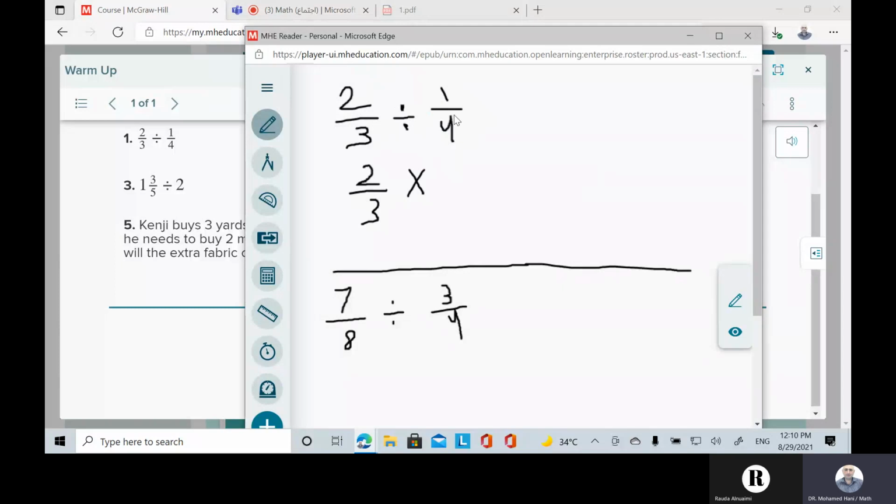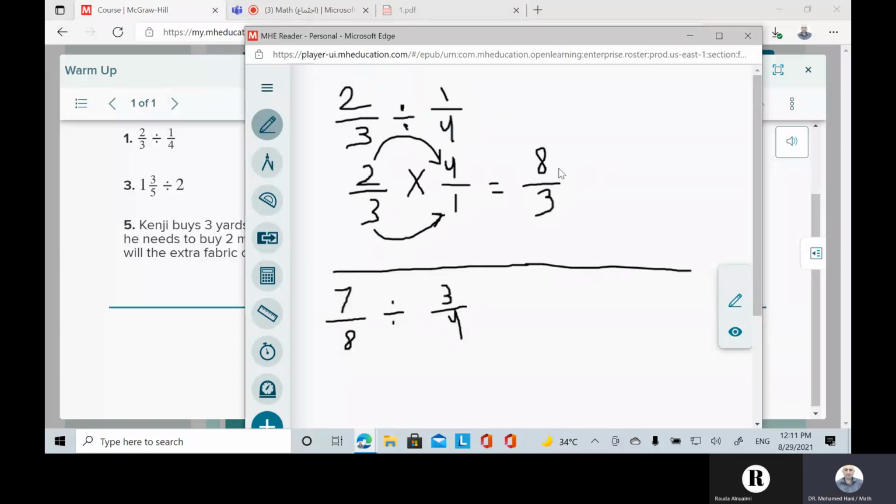Then this is the second fraction: flip it, or find the reciprocal. Flip 1 over 4 will be 4 over 1. Flip means put the denominator in the numerator and take the numerator to the denominator. Then here we have multiply. How to multiply two fractions? Multiply numerator by numerator and denominator by denominator. 2 times 4, 8. And 3 times 1, 3. So the answer will be 8 over 3.